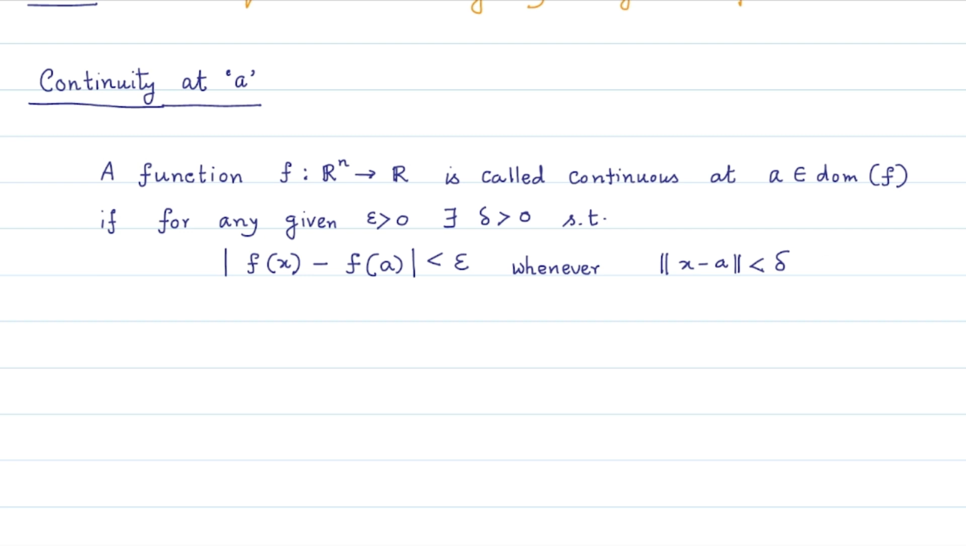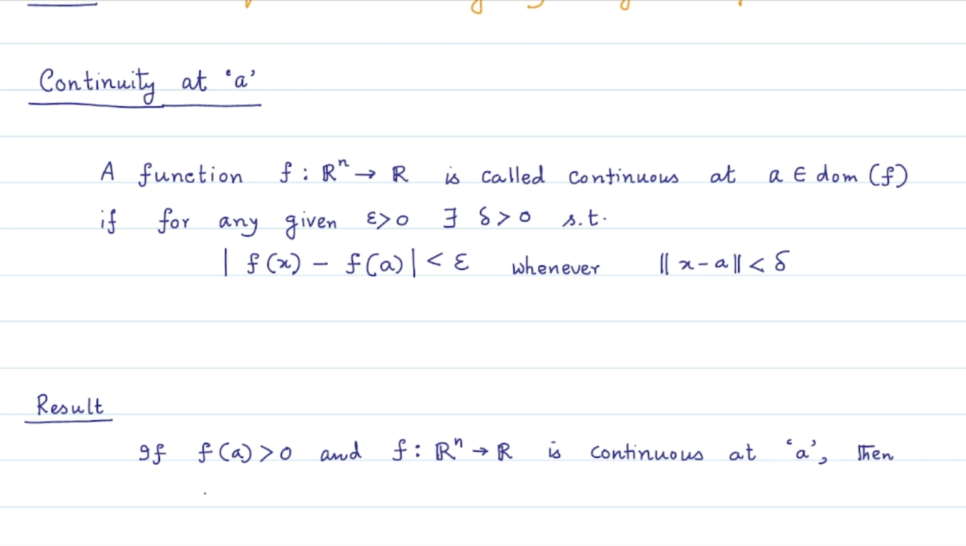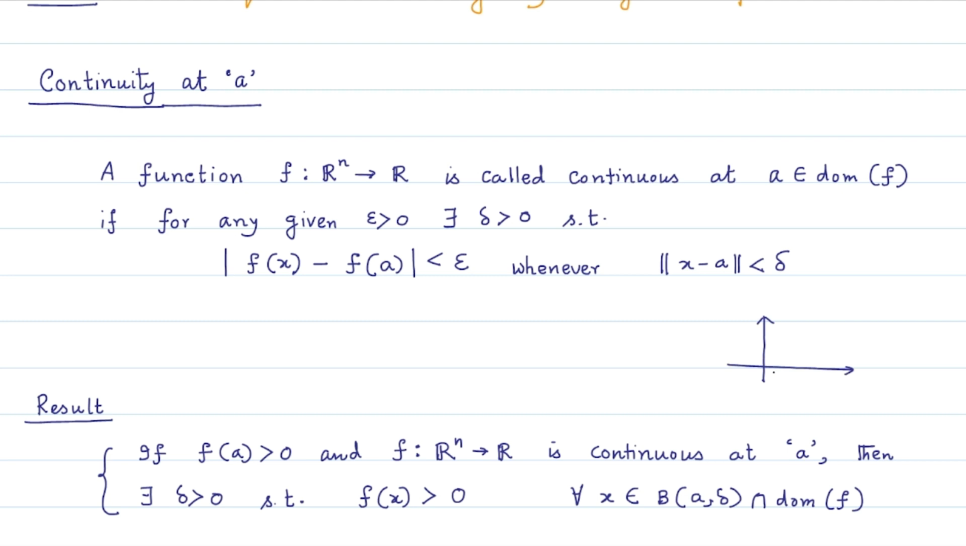Immediately from this definition of continuity of a function f at a point a, we get a result that if the function value at a is greater than 0 and the function f is continuous at the point a, then there must exist a neighborhood of the point a, or an open ball of radius delta greater than 0, such that the function values inside the open ball centered at a having radius delta are greater than 0. Here the points x must be points of the domain of definition of the function f. This result says that if f is a continuous function that has a positive function value at a point, then there must exist a neighborhood of the point a in which the function values at all points are positive.